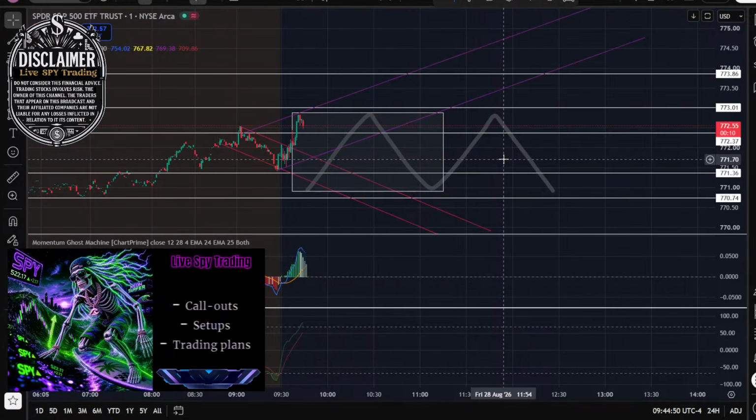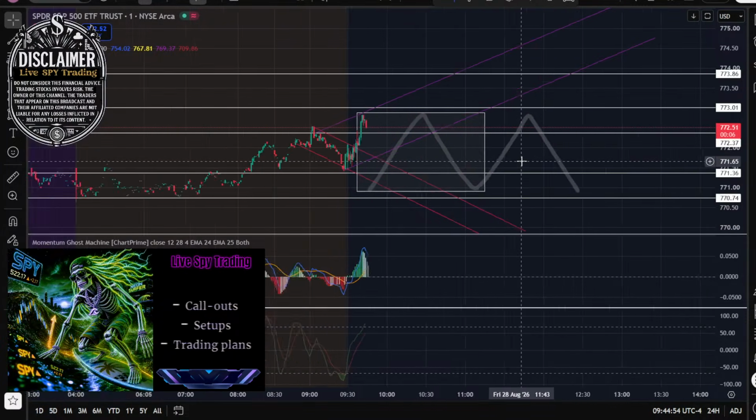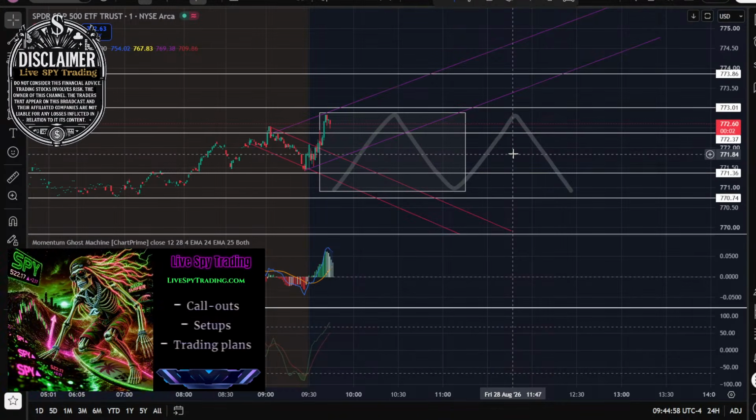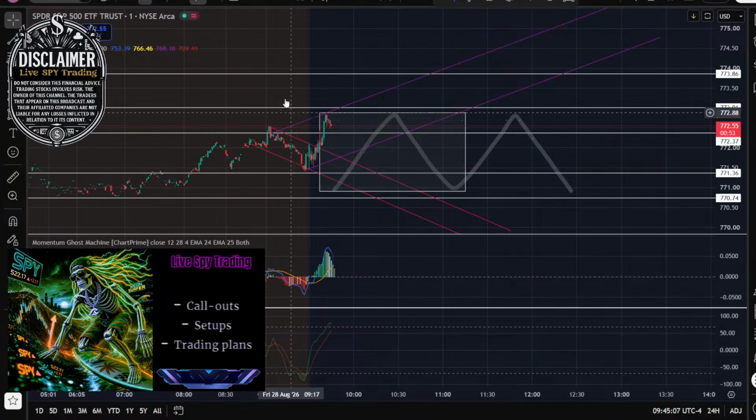All right, let's see how they feel about, what is this, 72.37? If we get back underneath 71.84, we're just in chop. Let's see if this purple holds up or not.